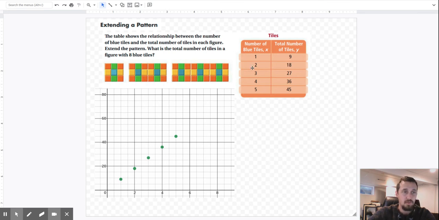Next, I went to 2, and I went up to 18, which is just a little bit below 20. Then I went over to 3, and I went up to 27, which, let's see, 20, 25, and then not quite up to the next line, but kind of in the middle between those two. It's 27. And then 36.